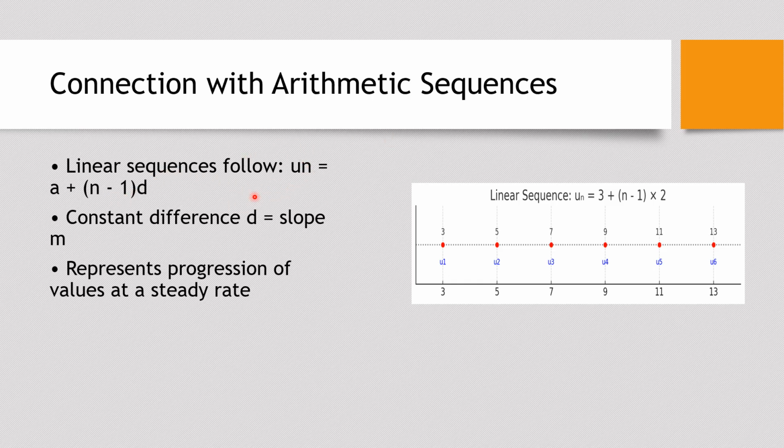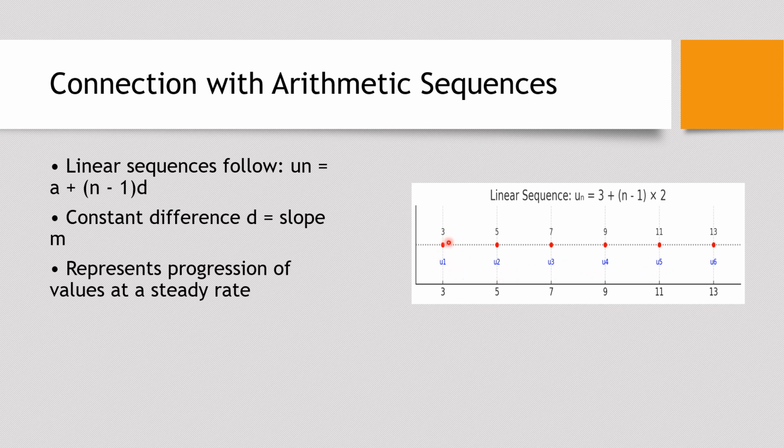So in an arithmetic sequence, the terms are presented in the form u_n equals a plus (n minus 1)d. At this point, the d represents the constant rate of change, known as the constant difference. That is the slope, also representing the m. Good. So look at this particular sequence that we have here.